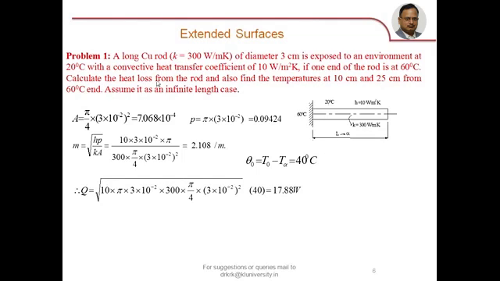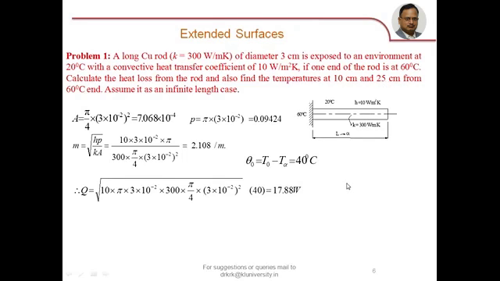Therefore, you can determine the heat loss from the rod, because it is of infinite length case, using the formula square root of hPkA theta naught. h is 10, perimeter is pi d, k is 300, A is pi by 4 d square, into theta naught 40 degrees. You will get 17.88 watts. Now how to find the temperatures at 10 centimeters and 25 centimeters?